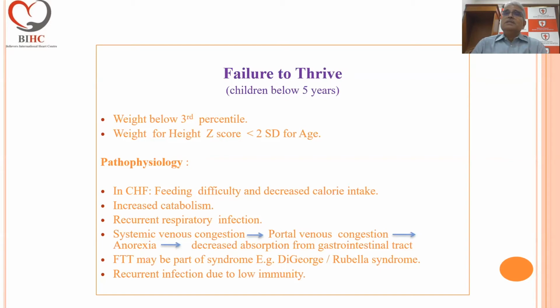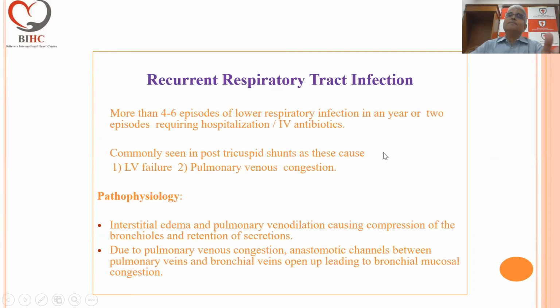The pathophysiology is that in congestive heart failure, there is a feeding difficulty and decreased caloric intake. There is an increase in catabolism. There is a recurrent respiratory infection. Systemic venous congestion may cause portal venous congestion, anorexia, decreased absorption from the gastrointestinal tract. And the failure to thrive may be part of a syndrome, for example, DiGeorge syndrome or rubella syndrome, or recurrent infection may be due to a low immunity. So this is how failure to thrive gets linked to heart disease.